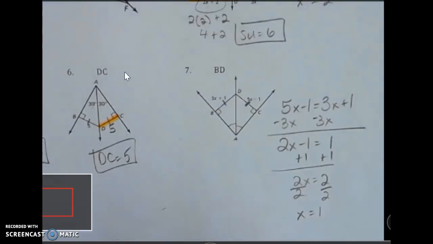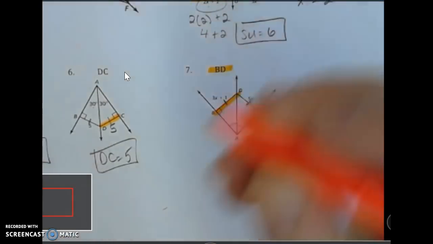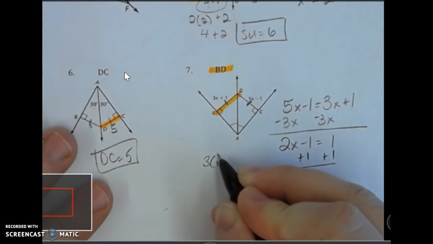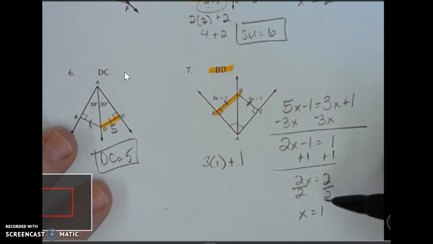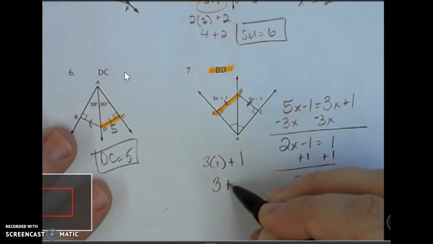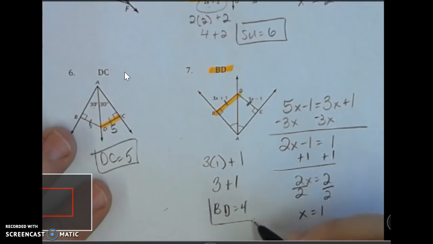Now you have to be careful, though, because that's not my answer. My answer is asking for BD, which is right here. So I need to plug that in. So it's going to be 3 times 1 plus 1, because instead of x, I plugged in what I found for x, which was 1. 3 times 1 is 3, plus 1, so BD is equal to 4.